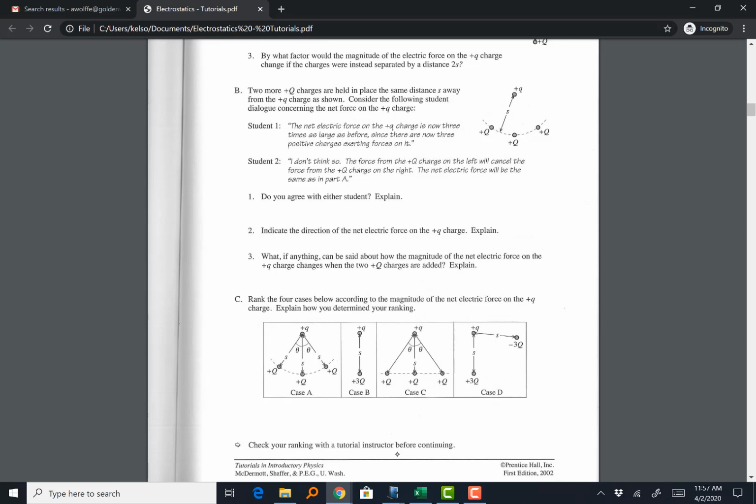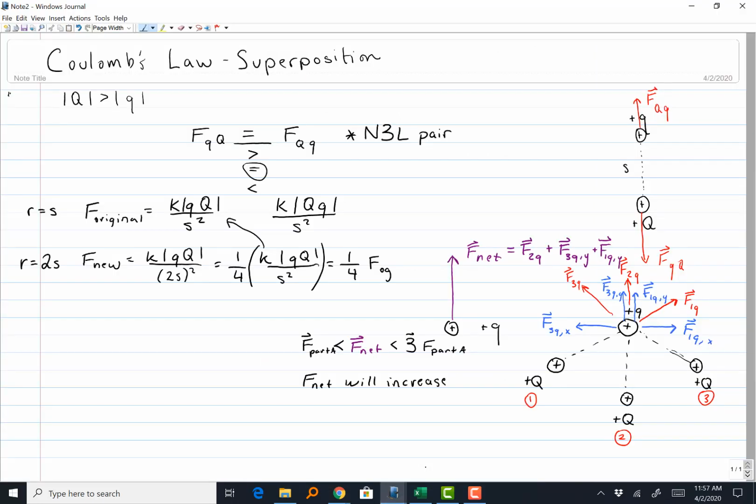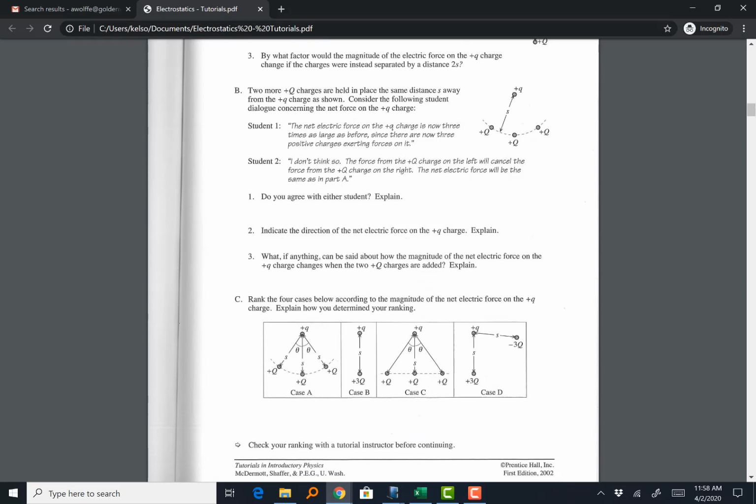And then case A is identical to what we were doing in part B. And so we already said that the net force in A has to be less than 3 times force in B. So the other way that we can say this is to say in part C, we know that case A has to be less than case B. We know that A has to be less than case B based on what we did in part B.